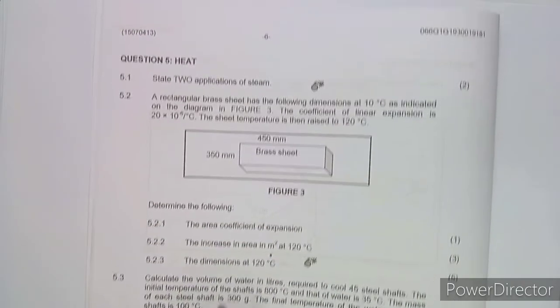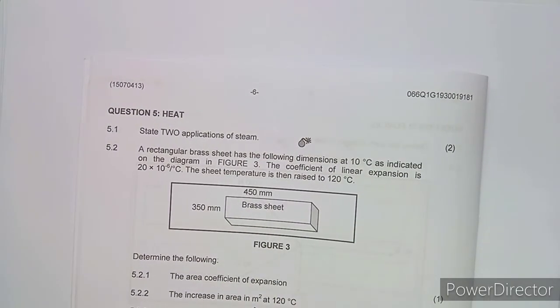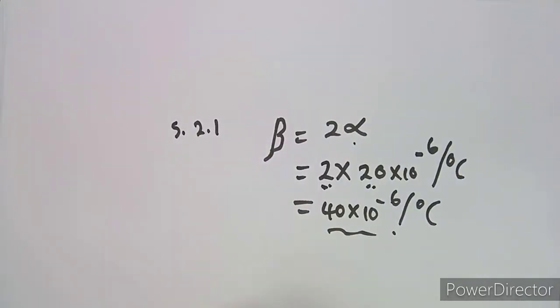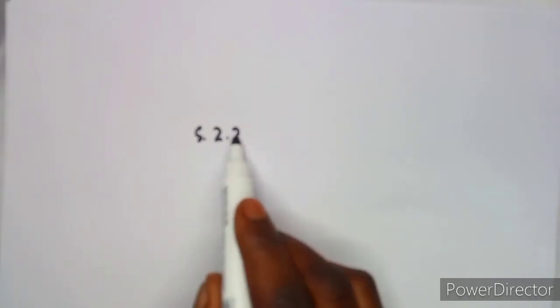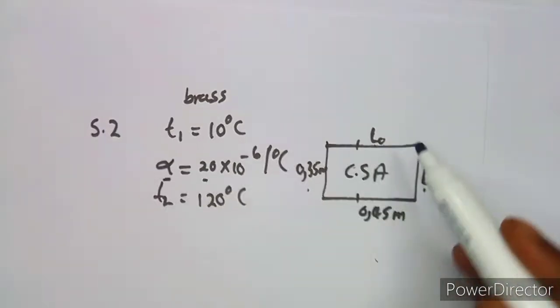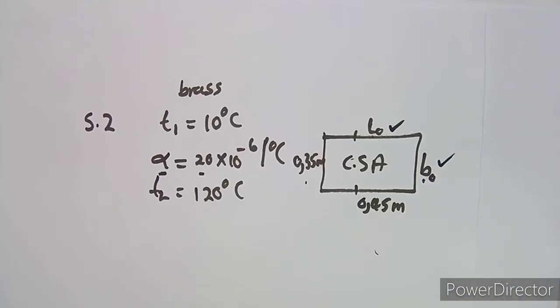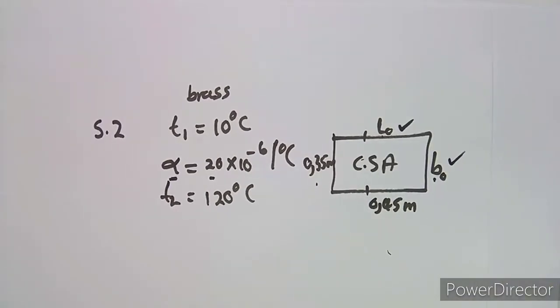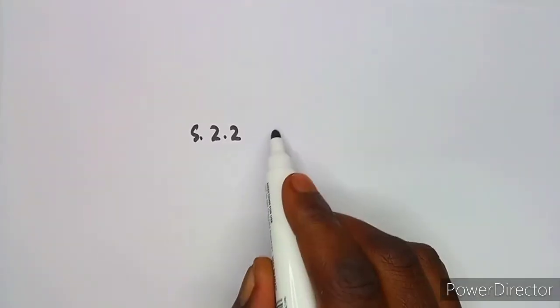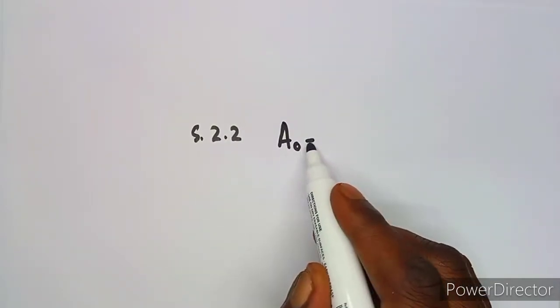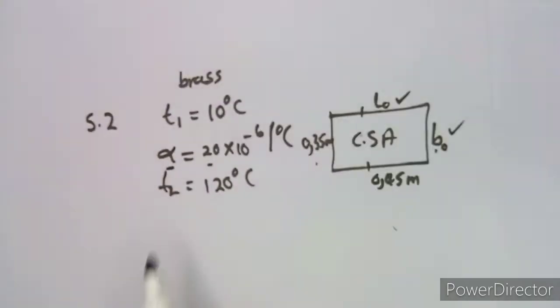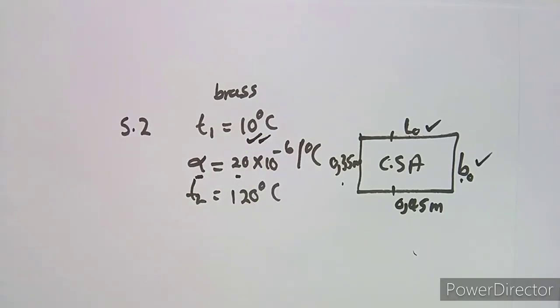Okay, so let's start by finding the original area of the block that we are given. This is what you're going to do from this information, this diagram here. Remember, you have the original length and the original breadth of the rectangular sheet. So you're going to find the original area from these dimensions, which is the area at 10 degrees Celsius, when it was initially at 10 degrees Celsius. What was the original area?